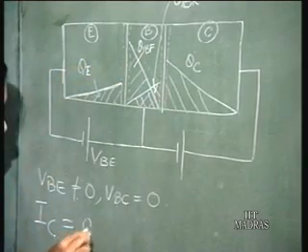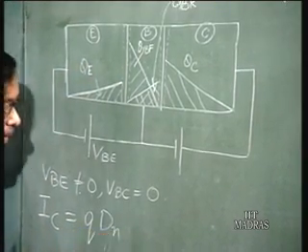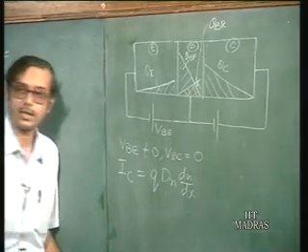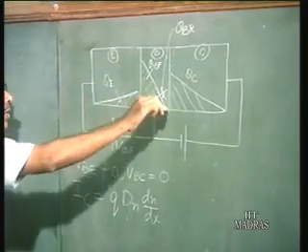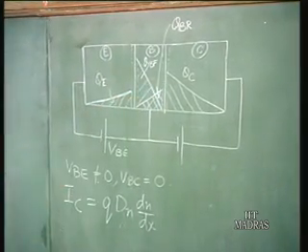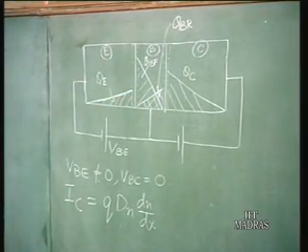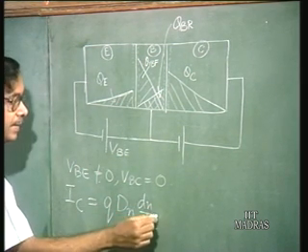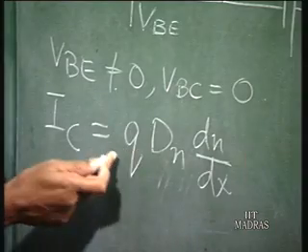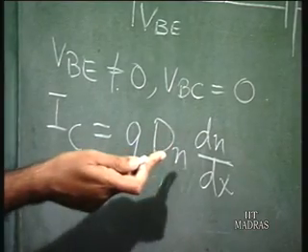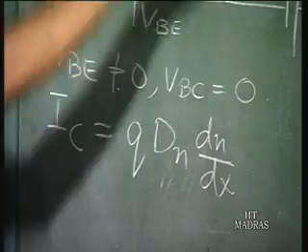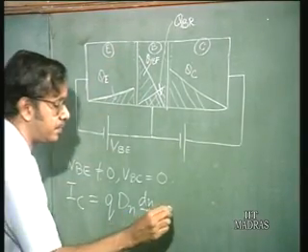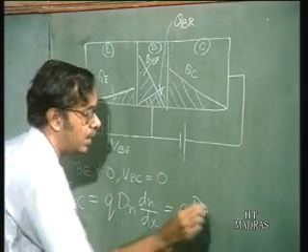Okay. So, we can write that is the electron current, this is a diffusion current, and is given by the slope of this. This is almost a straight line, which implies that there is very little recombination in the base. Okay. So, this is the equation for a diffusion current, and this is the slope of the electron concentration in the base. Okay. So, what is dN dx here?